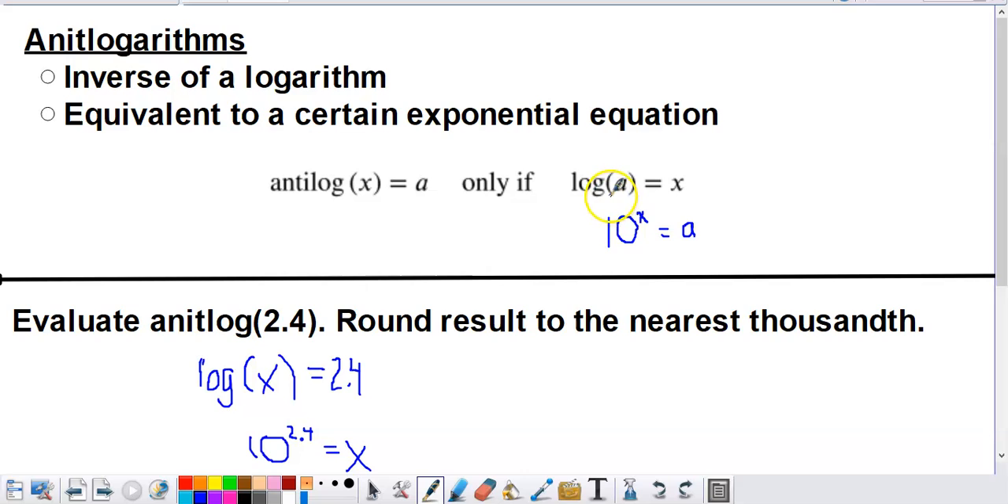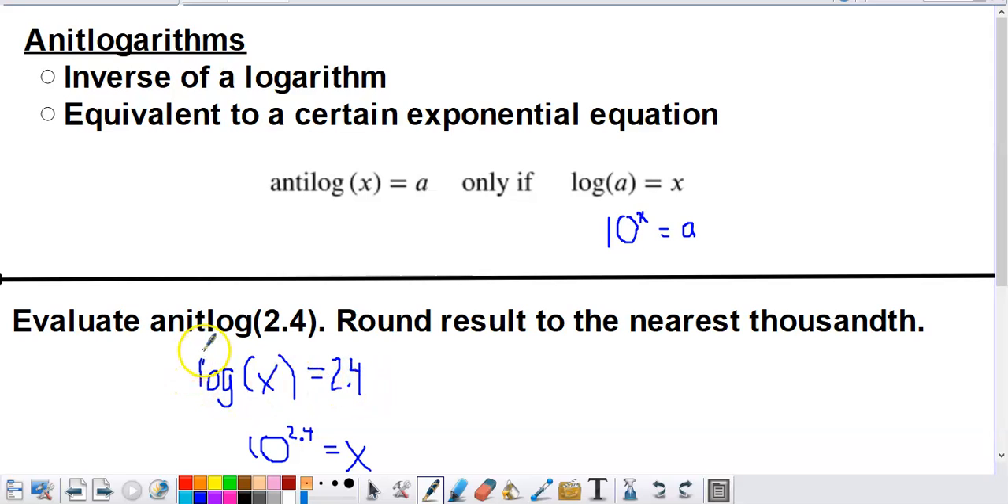So the base is 10, right? There's no subscript on this log, so we know it's a common log, a base 10 log. So I take my base of 10. I know that on the other side of the log, that's going to be the power on the base, and then the input to the log is going to be the result to the corresponding exponential equation. So 10 to the x power is equal to a. We're trying to figure out what that value of a is.